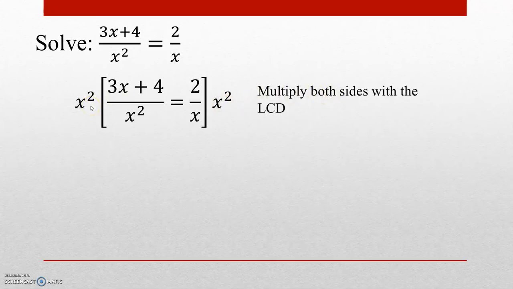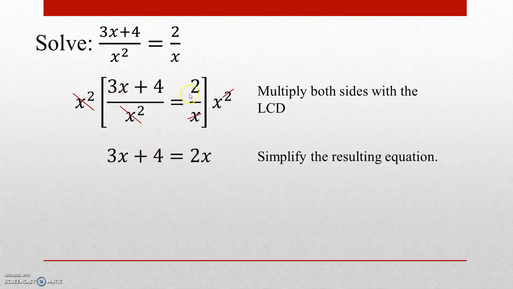So, as you can see, parehas tong dalawa, pwedeng i-cancel out yan. At ito naman, x squared over x equals x lang. Kasi may dalawang x dito at may isang x dito. Pag tinanggal mo yung isang x dito, so 1x is left dito naman. So, second step, simplify the resulting equation. So, 3x plus 4, kasi wala namang naiwan dito. Then, equals 2 times x equals 2x.